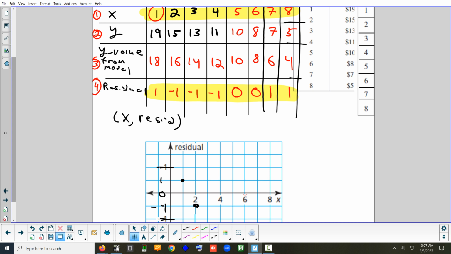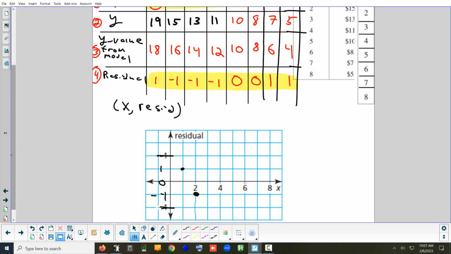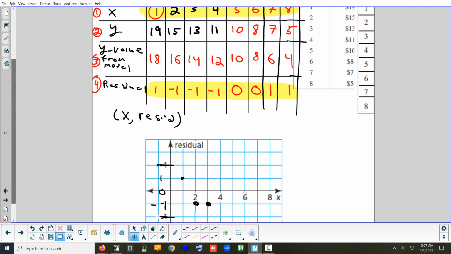What's my next x value? You could just type it. Yep. 3. And what's my next residual? -1. Okay, so 3, 1, 2, 3, down 1. Perfect. What's my next x value? John? 4. And my next residual? Okay, 4, -1. That looks good.